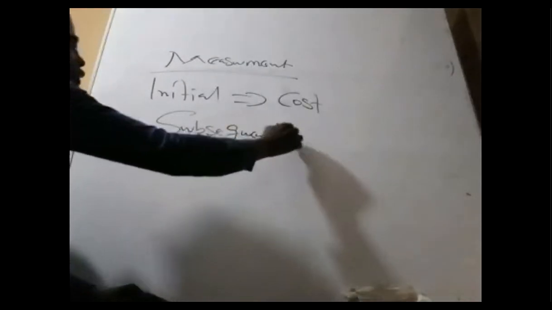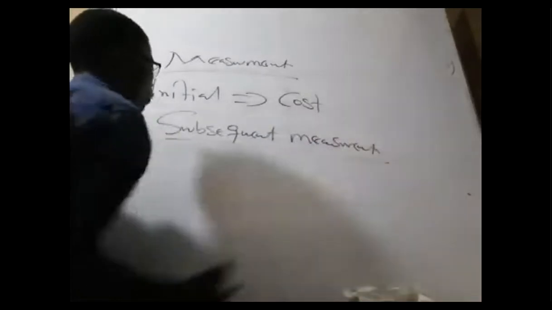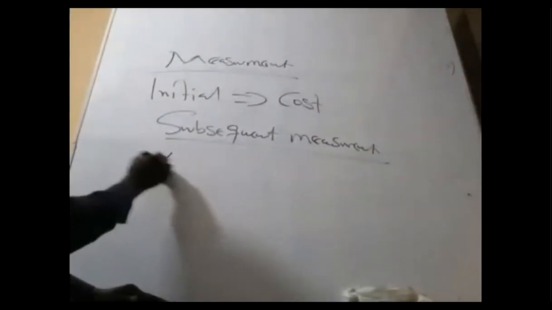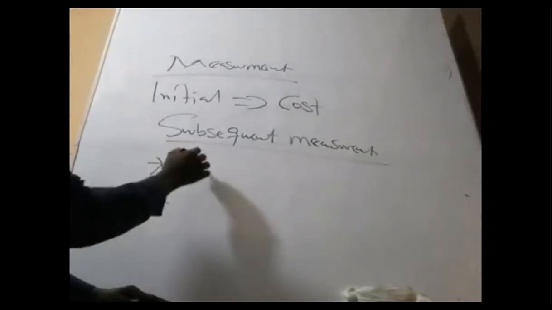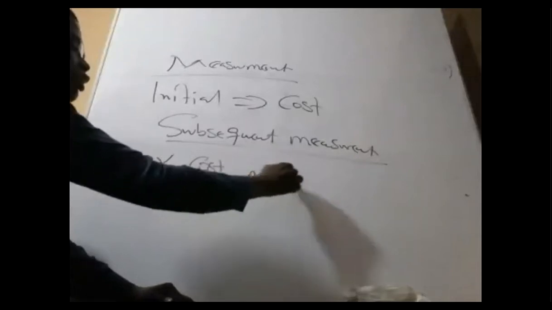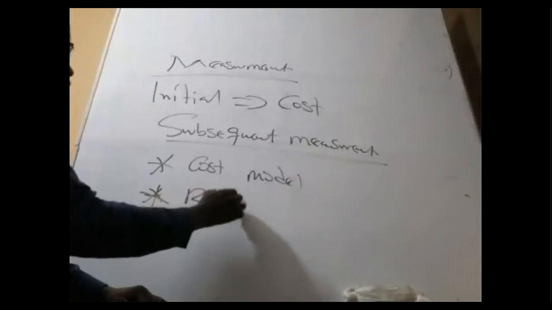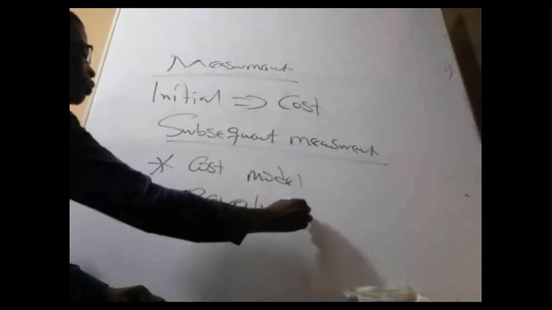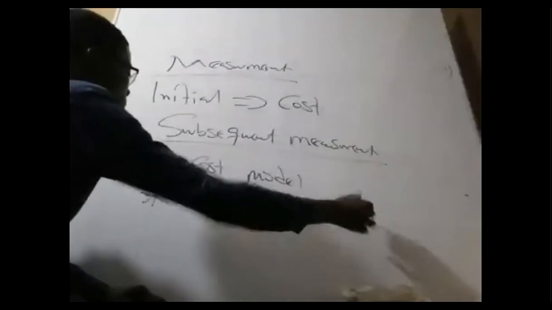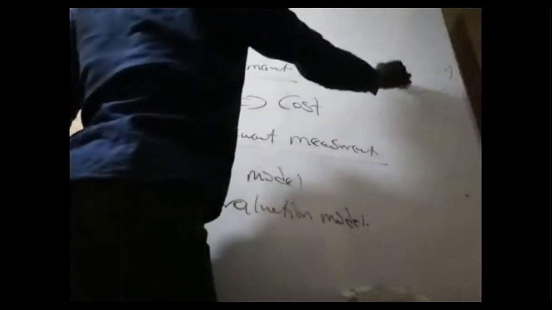Then we have the subsequent measurement. That one, there are 2 models. You choose one. Choose the models: you have the cost model, then we have the revaluation model. Now, what happened is this. All this measurement is basically the same as IAS 16. Whatever we did in IAS 16, the same thing.